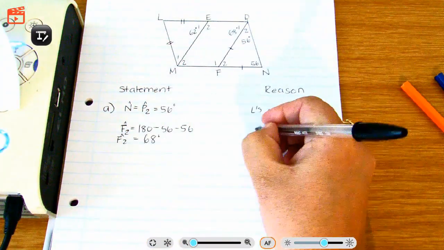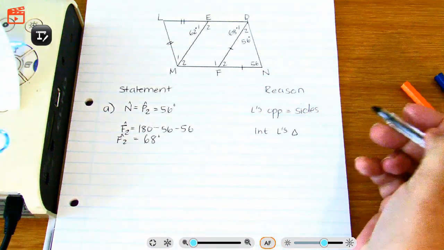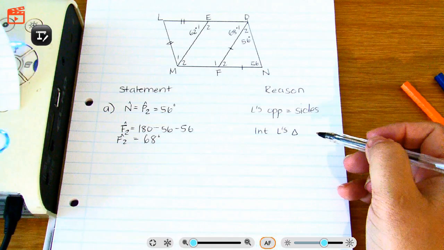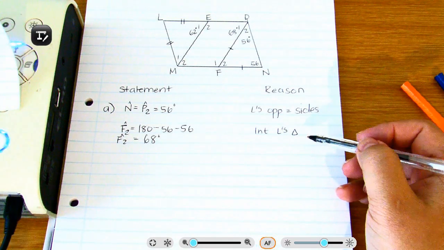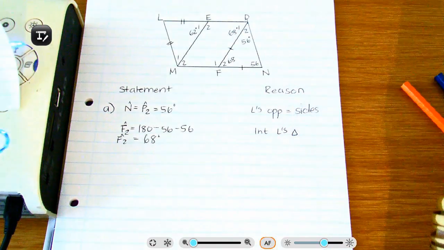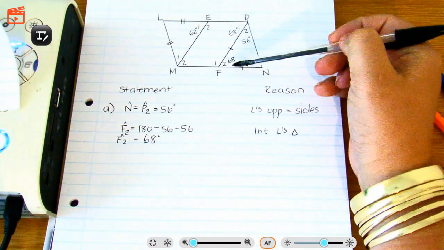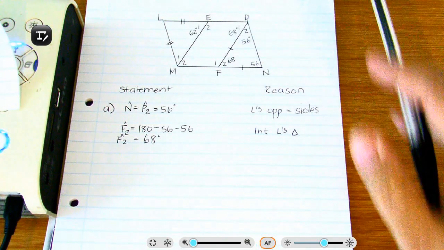My reason: interior angles of a triangle are equal to 180 degrees. Okay, so I'm going to fill in my 68 degrees there. Right, so something that you should notice now is that in this diagram, those two angles are equal to 68.